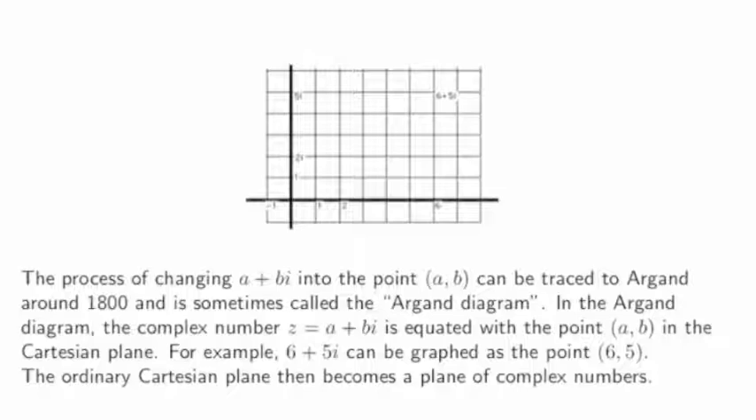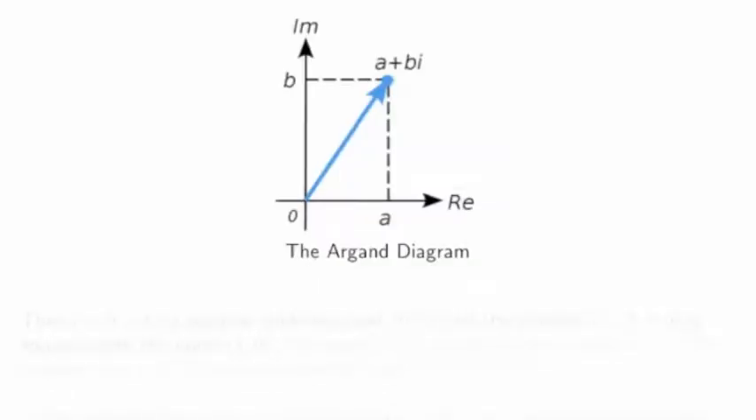In fact, in some graphing calculators, if you try to square an ordered pair like (6, 5), the calculator will treat it as 6 plus 5i and assume it's a complex number. Here's the Argand diagram again off of Wikipedia.